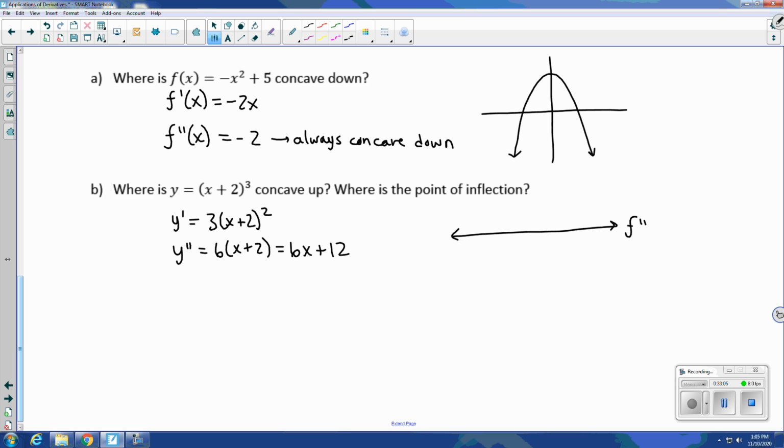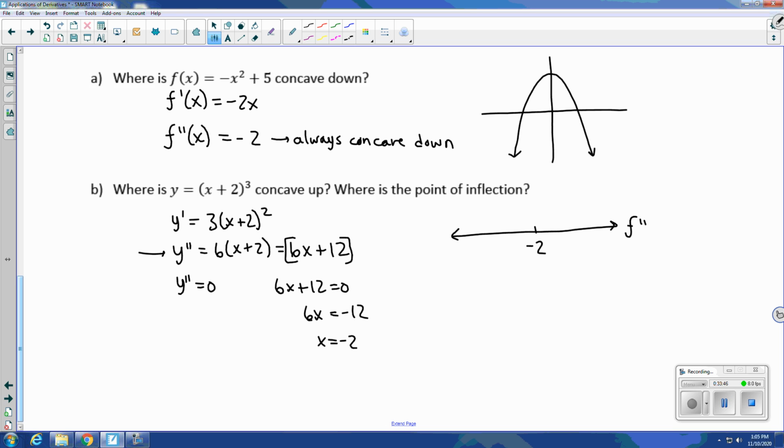The critical points that go on that sign chart need to come from the second derivative equation. They can occur when the second derivative equals 0, when the second derivative does not exist, or at endpoints. This thing is not bounded between any 2 points. Its domain runs from negative infinity to infinity. It's never going to be undefined, so I don't need to worry about when the second derivative cannot be calculated. So I just want to know, when does this thing equal 0? f double prime will equal 0 when x is negative 2.